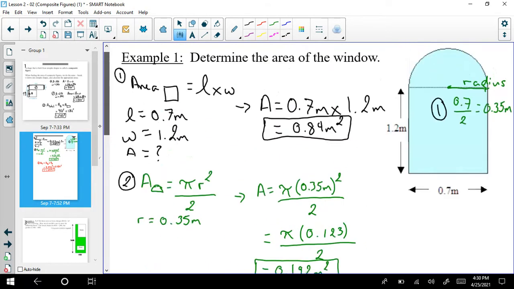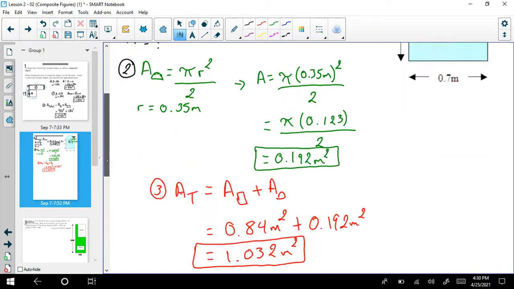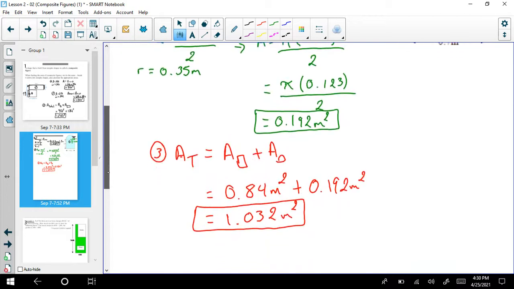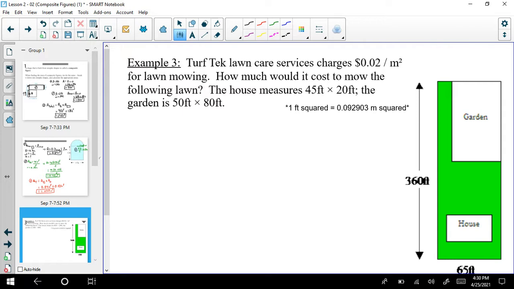Okay, so step 1, we broke it apart. Step 2, we found the area of each different shape. Step 3, we added the areas together to get my total area. Now we have one more thing to go through. This has a lot of steps, and I apologize in advance. So first things first, we're still going to take the same steps we just did.